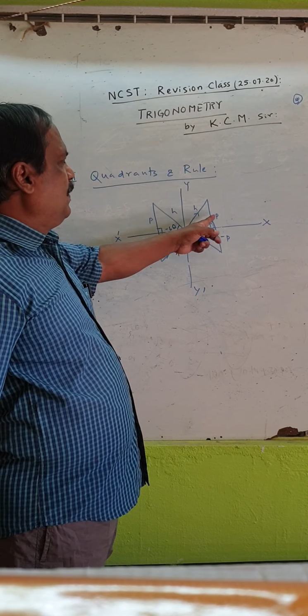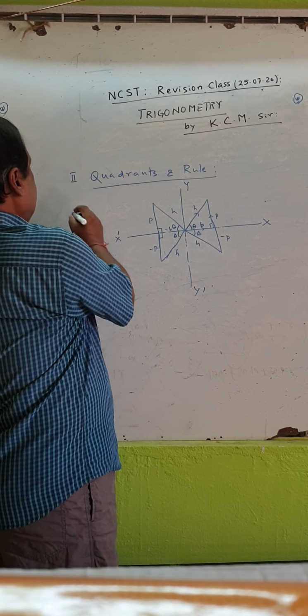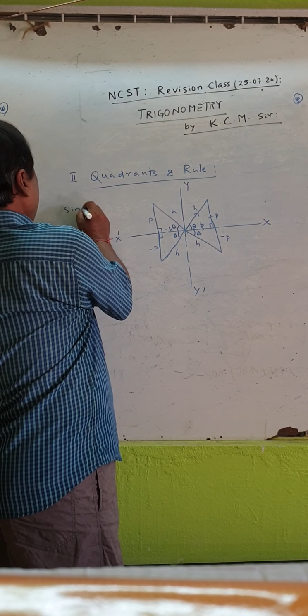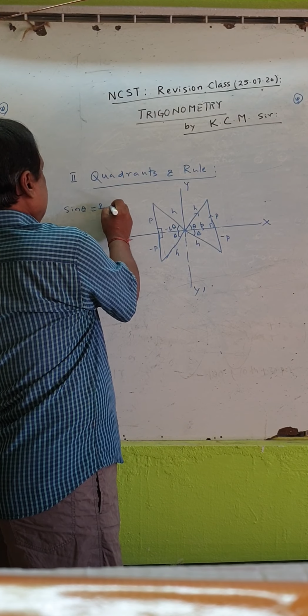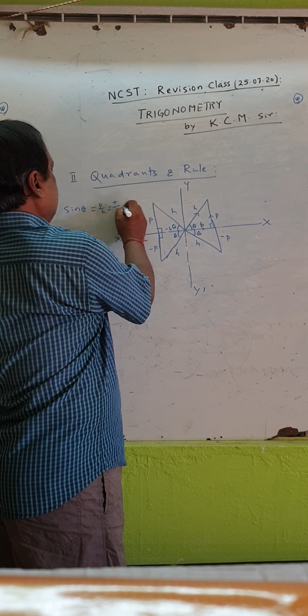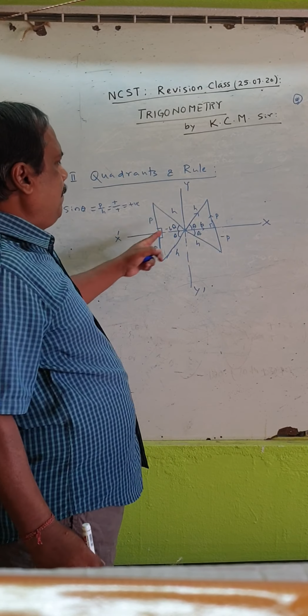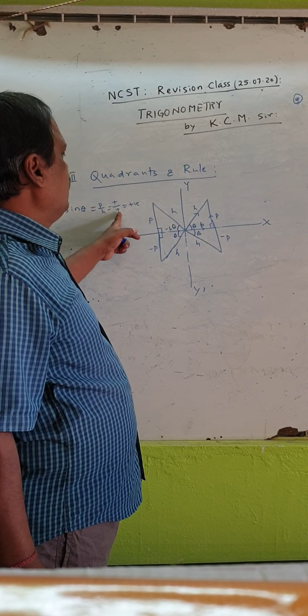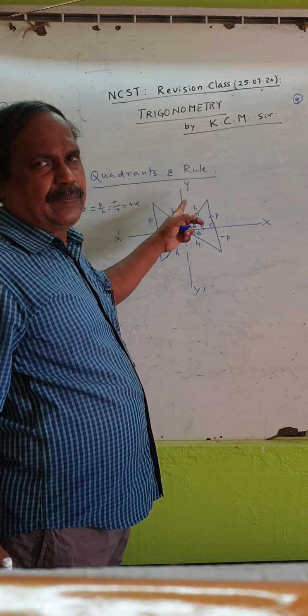In first quadrant, sin theta is P by H. P is positive, H is positive. So positive by positive is positive. In this way, cos theta is B by H, positive by positive, tan theta is P by B, positive by positive.